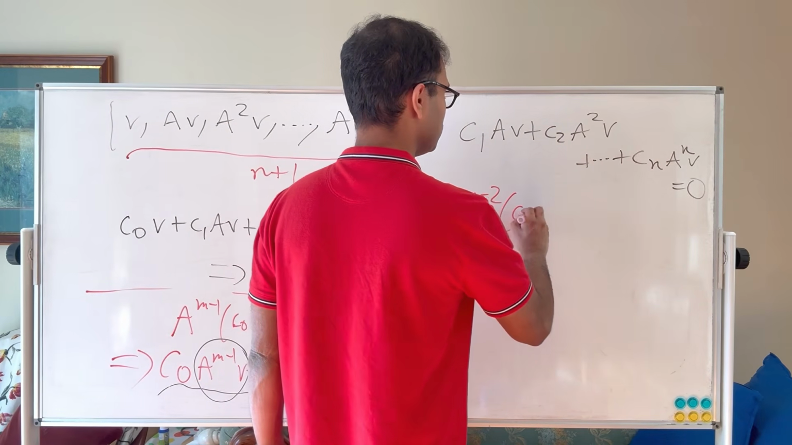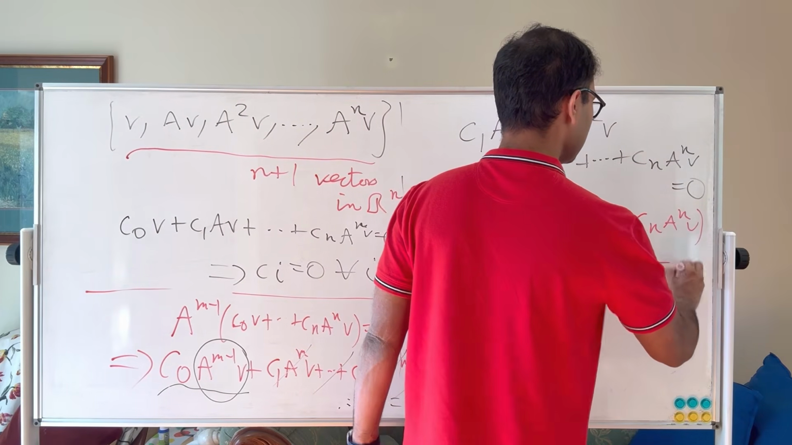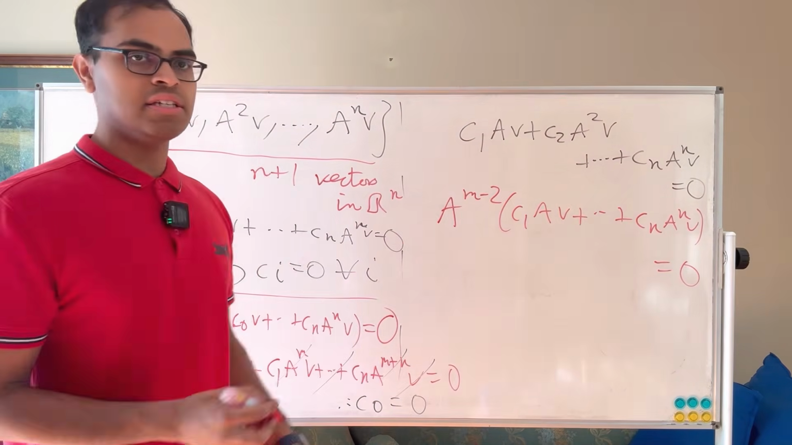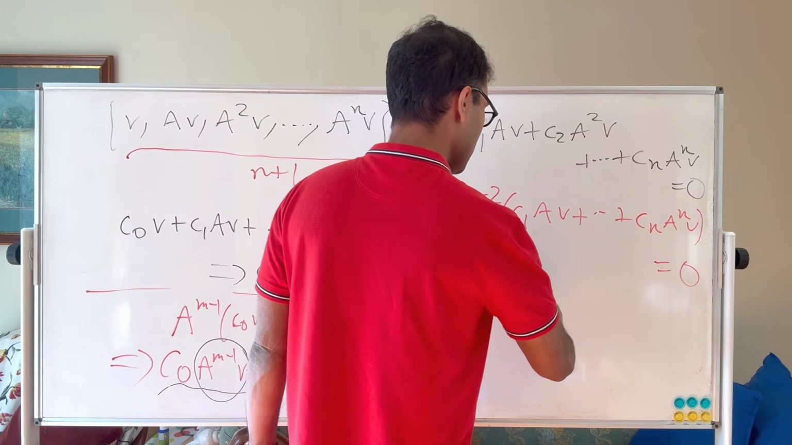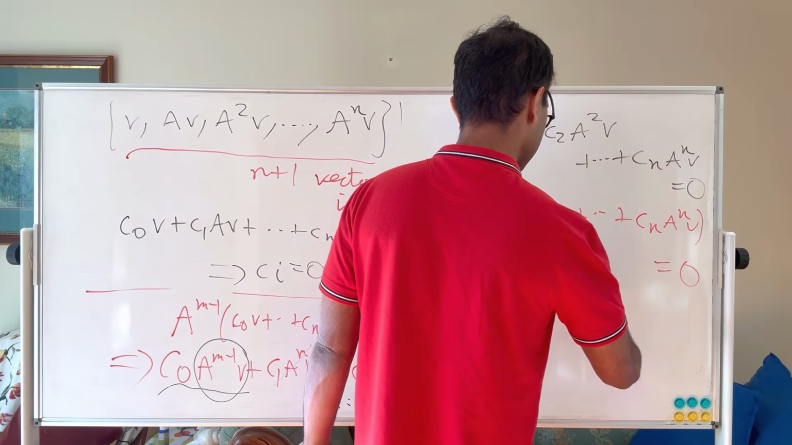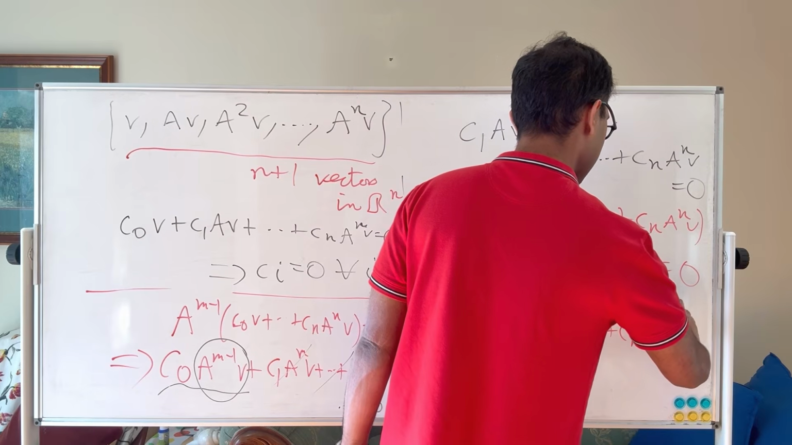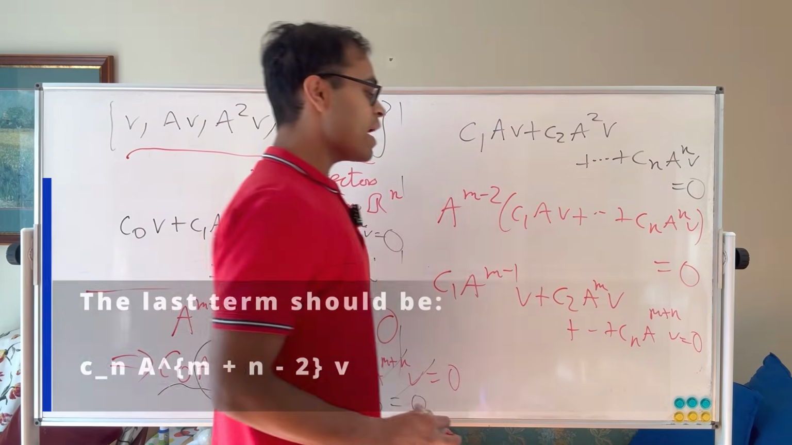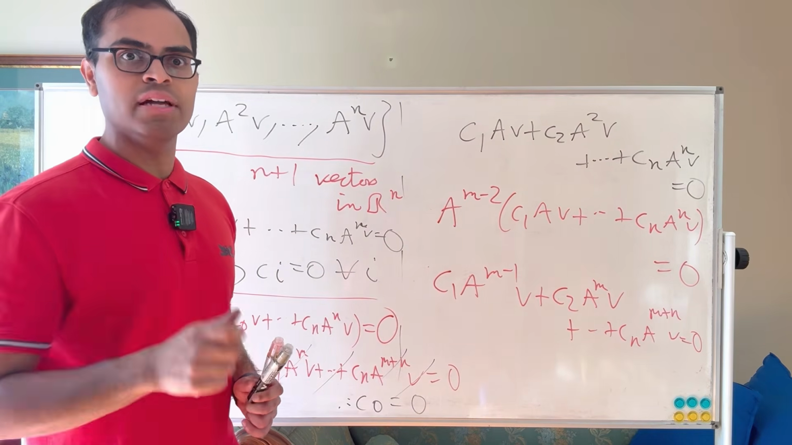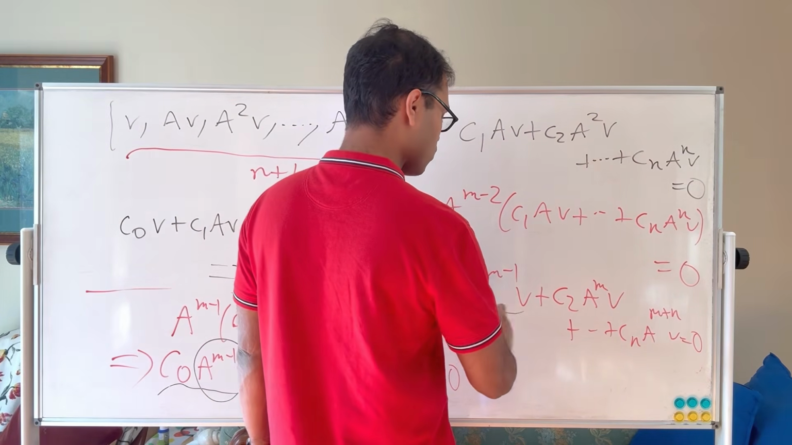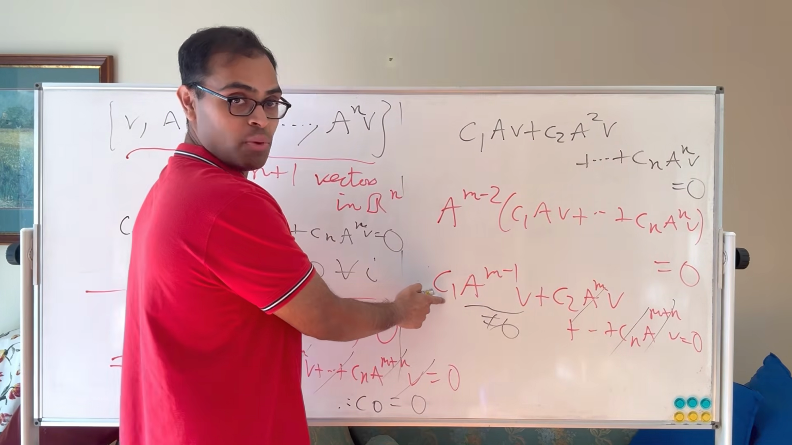So A to the m minus 2 times C1Av plus dot dot dot plus Cn A to the nv is going to equal 0, because A to the m minus 2 of 0 is just 0. What happens now, we get C1 A to the m minus 1v plus C2 A to the m times v plus dot dot dot plus Cn A to the m plus n times v is equal to 0. And now we're very close because we have the same idea. A to the mv was 0 and m was minimal with that property, so A to the m minus 1v is non-zero. All the other vectors are equal to 0. So therefore C1 has to be 0.